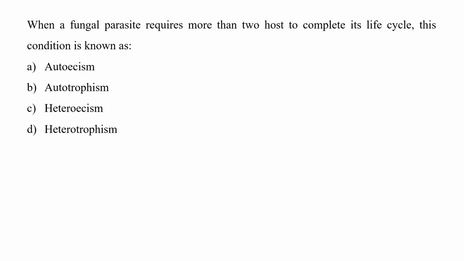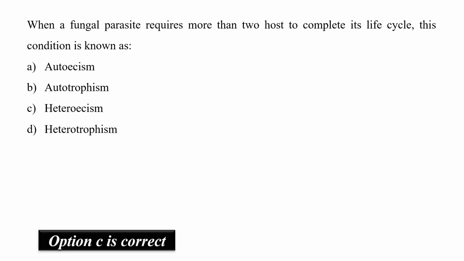Now the question is, when a fungal parasite requires more than two hosts to complete its life cycle, this condition is known as. Four conditions are given as the options. So, as we know, the stem rust of cereals requires more than two alternative hosts, that is wheat and barley, for completing their life cycle. So they are heterogeneous, and this condition is known as heterosism. So the correct option is option number C, heterosism.